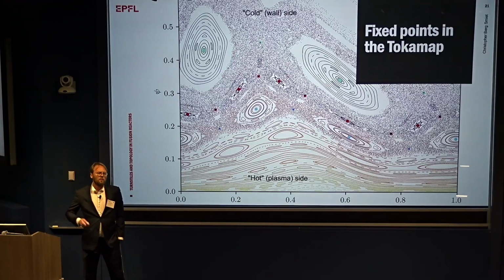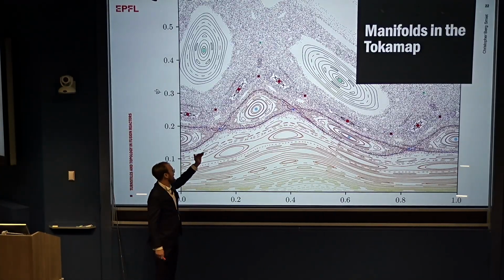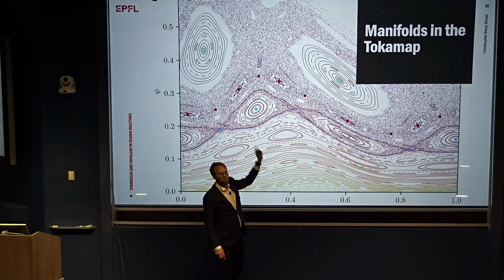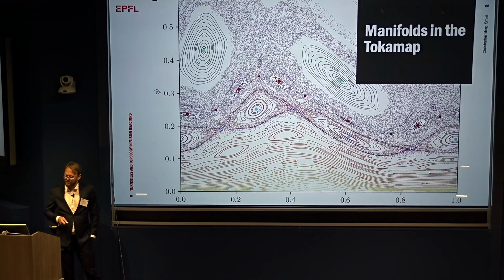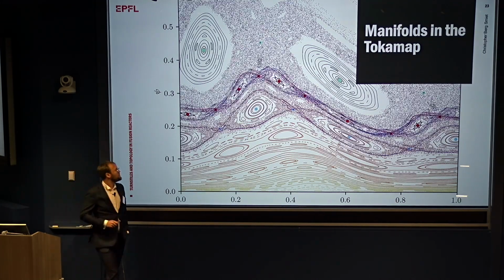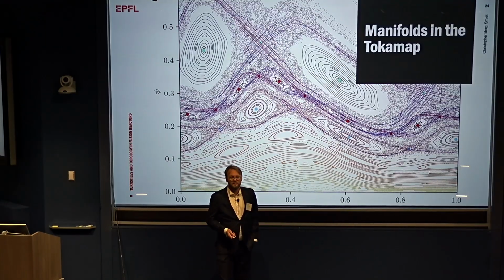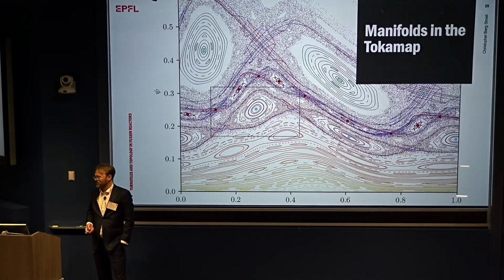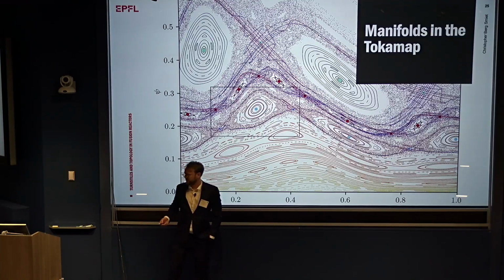Now, we can go back to showing those manifolds that form these kind of barriers, where a field line has to go all the way to the x point to decide whether it goes up or down. Here we see the manifolds for the first island chain. Here we see the manifolds for the second island chain. And here we see the manifolds for the third island chain. I know there's quite a lot on this slide, so let's focus on one single occurrence of this island.